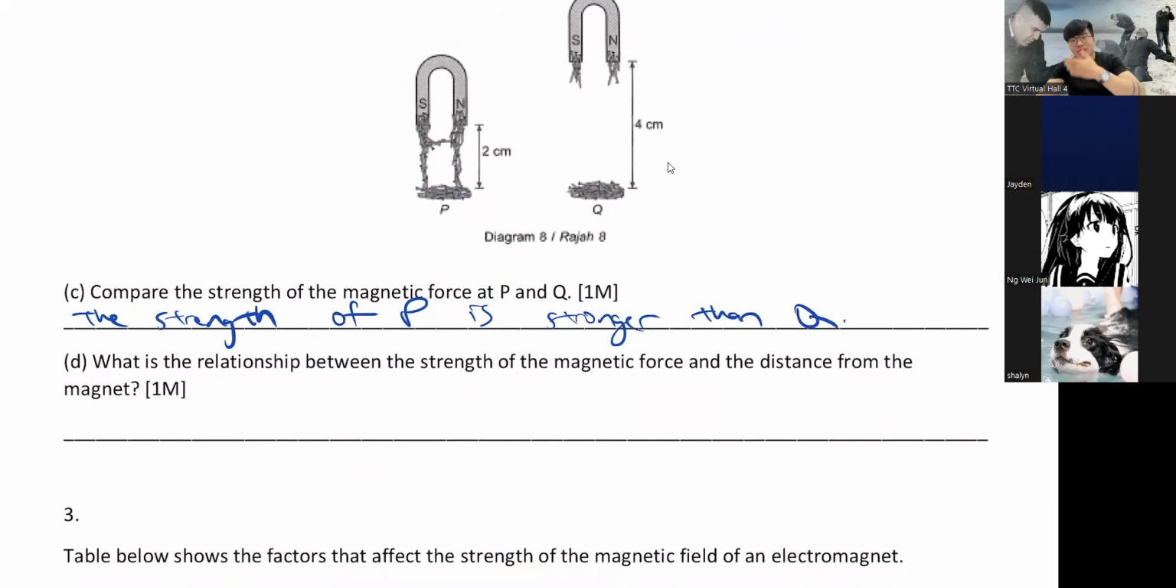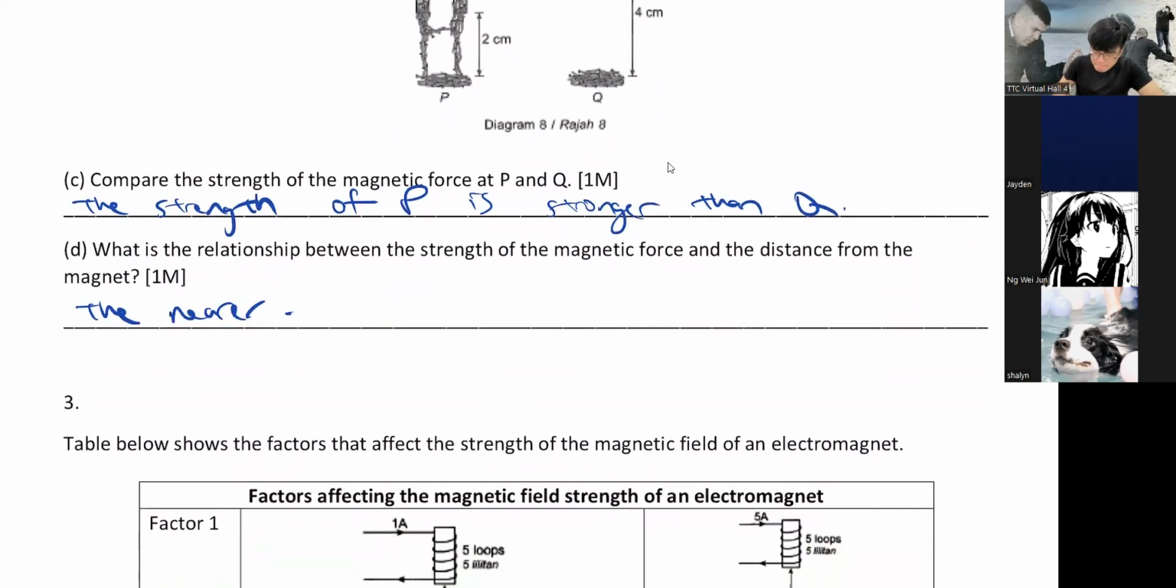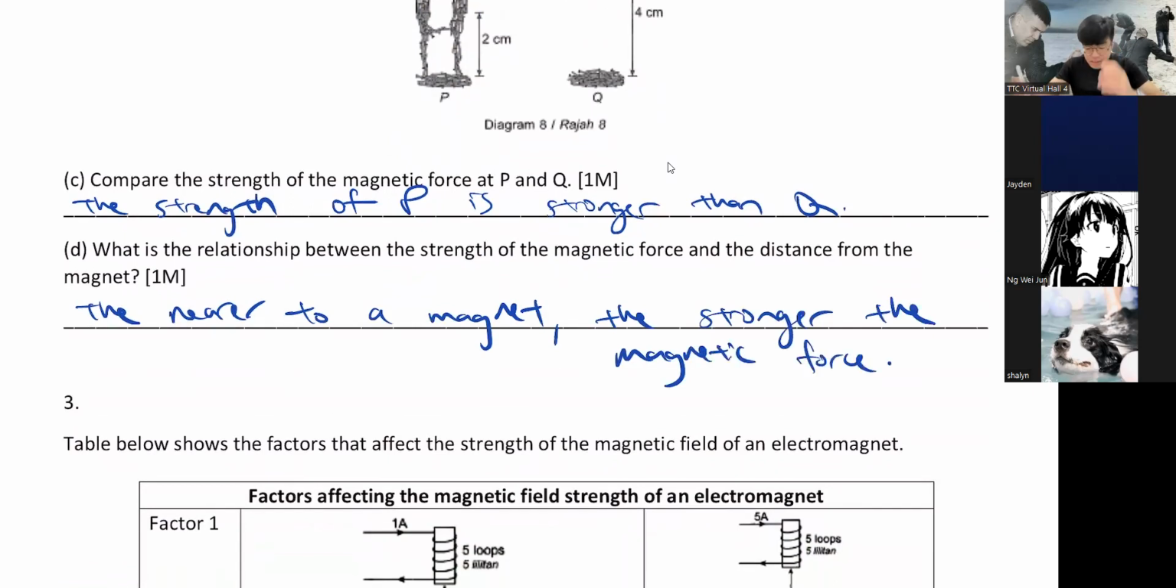Because it's closer. The closer you are to a magnet, the stronger the magnetic field. What is the relationship between the strength and the distance? So the nearer to a magnet, the stronger the magnetic force. The nearer you are to a magnet, the stronger it is.